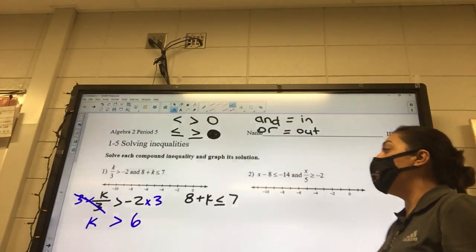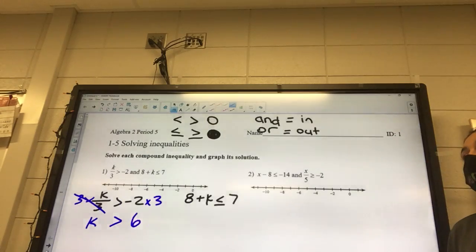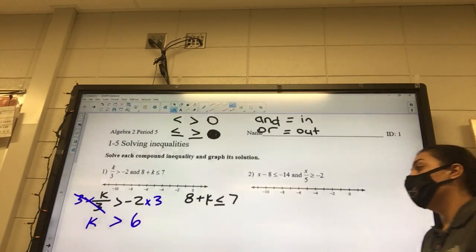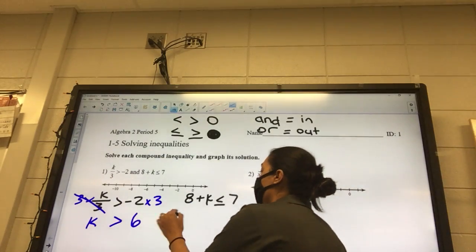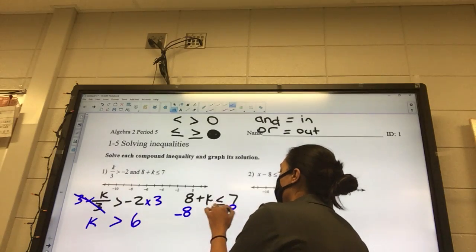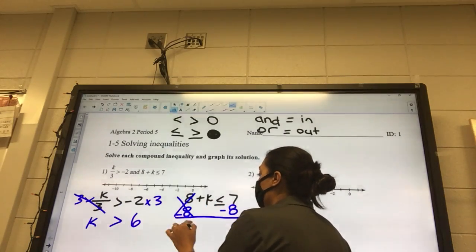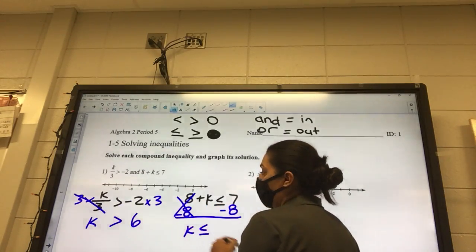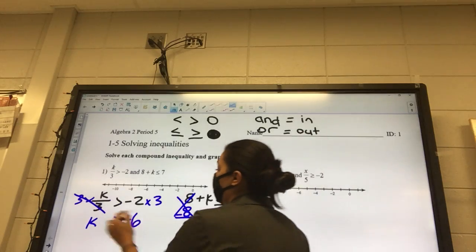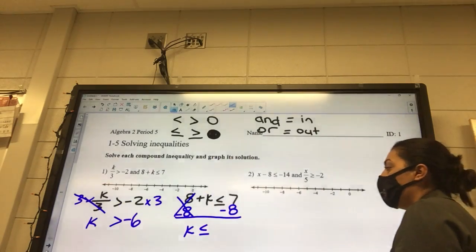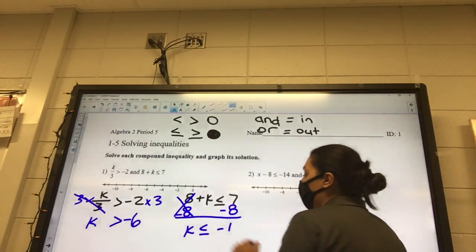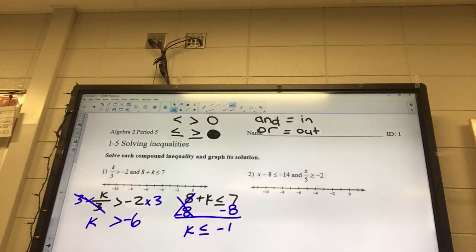The second one is 8 plus k. So how do I get the k by itself? Subtract 8. Subtract 8. So I got negative 6, or no? No, it's not. Yeah, it should be. My bad. So we got negative 1. Then shouldn't the sign be flipped?